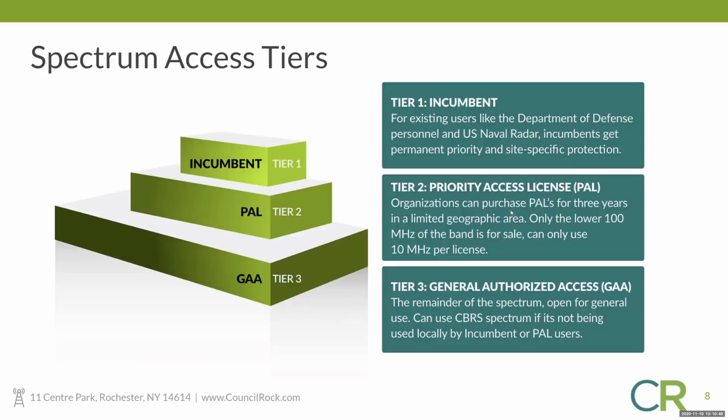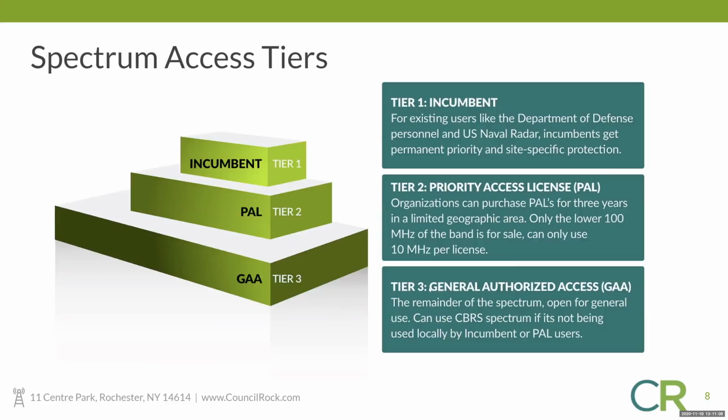Organizations can purchase licenses for 3 years in a limited geographic area. Only the lower 100 megahertz of the band is for sale, and they can only buy spectrum in channels of 10 megahertz. And there are specific rules about how many channels one organization can have in a specific geographic area as well. We're going to talk a little bit about that later.